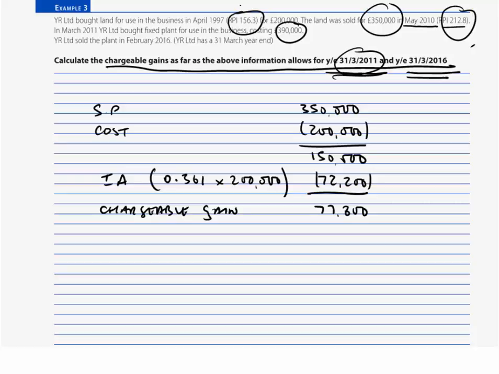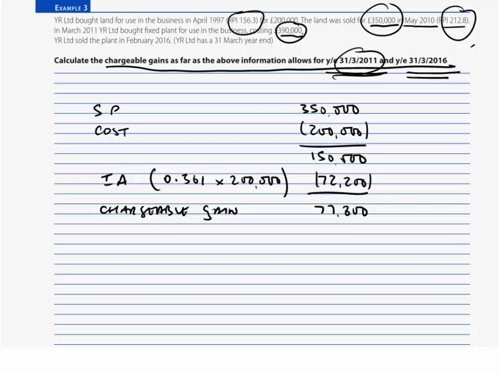But of course what happened was in March 2011 the company bought fixed plant for use within the business. Now we know that fixed plant is a depreciating asset, but that will still allow a deferral to take place at that point, and of course a full deferral. For having sold for 350, we are then buying for 390. Again, therefore, reinvesting all of the proceeds.